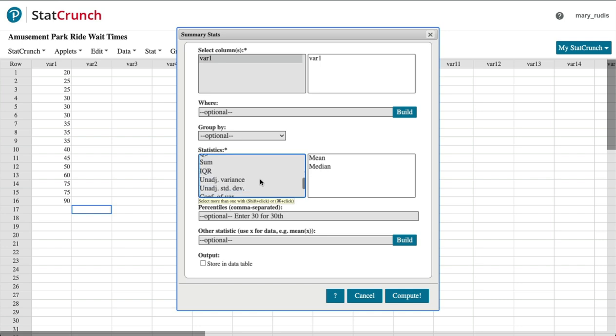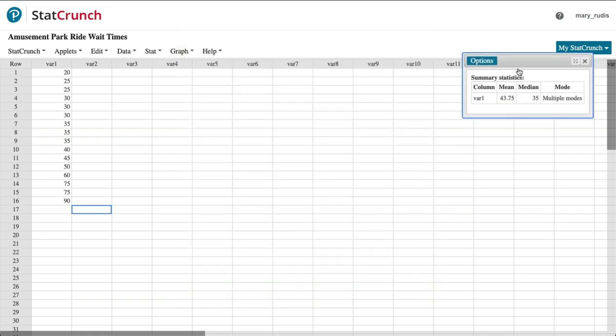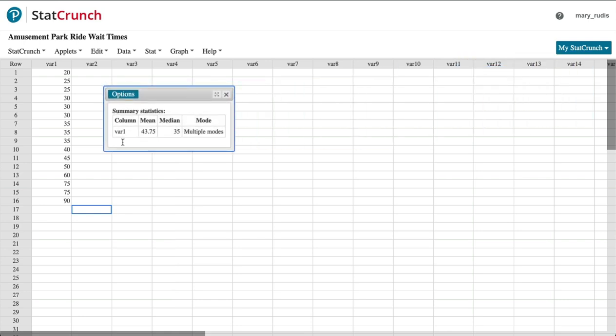If it applied, there would also be a mode if it exists. Otherwise, you're going to see that it doesn't. Maybe there isn't one. So we're going to get all three of those just for the sake of doing it. Those are our three measures of center: mean, median, and mode, because they're all going to give us an idea of what is typical in this data set. I'm just going to click compute. Up popped this window that said, in my column var1, my mean is 43.75.